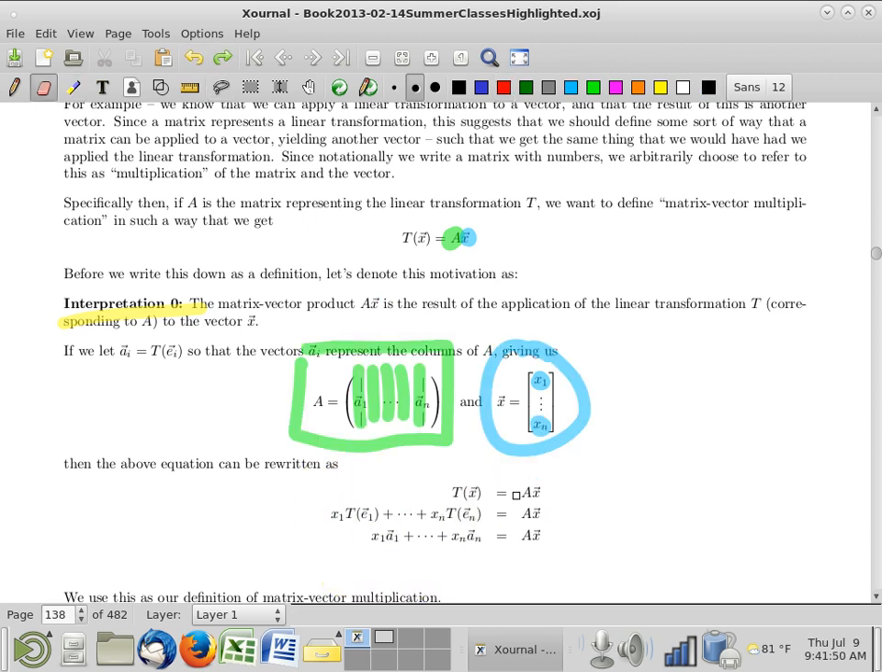Altogether, what we end up with is that this matrix vector product is a linear combination of those column vectors, where I use the coefficients of the vector, the object vector, as my coefficients. So let me zoom in on this for a second.